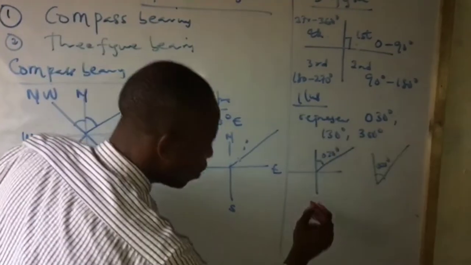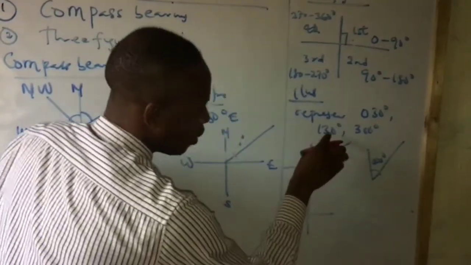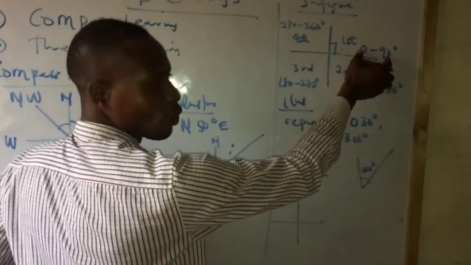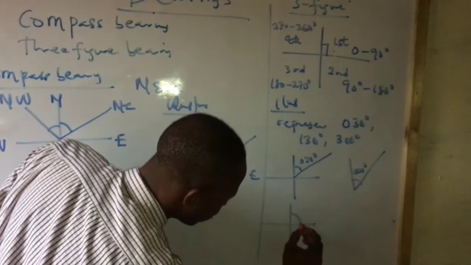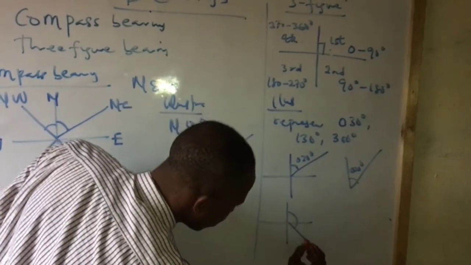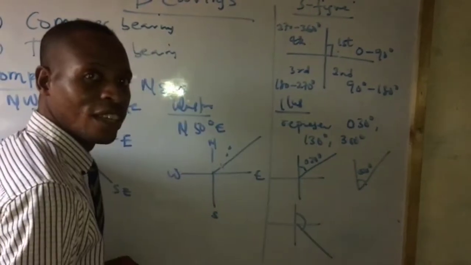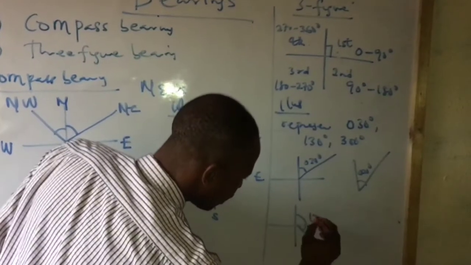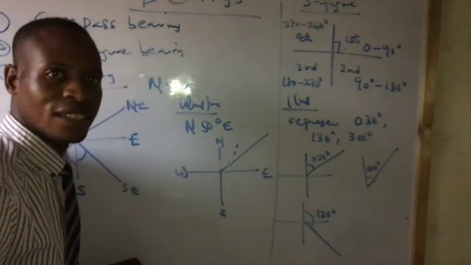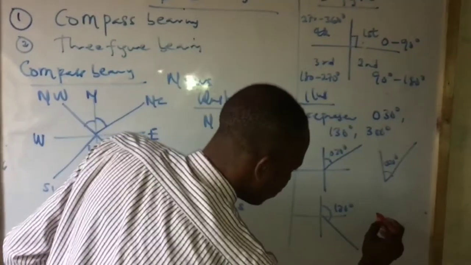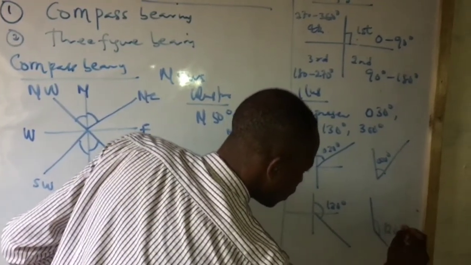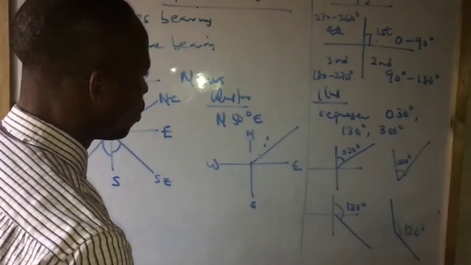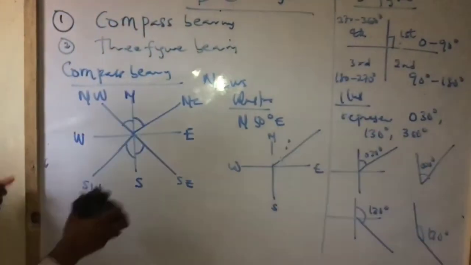The second one, we have 130. 130 is more than the first quadrant, so it falls under the second quadrant. So we move like this. It's not up to 180, so we stop there. So this is 130 degrees. The shape of that one is like this.